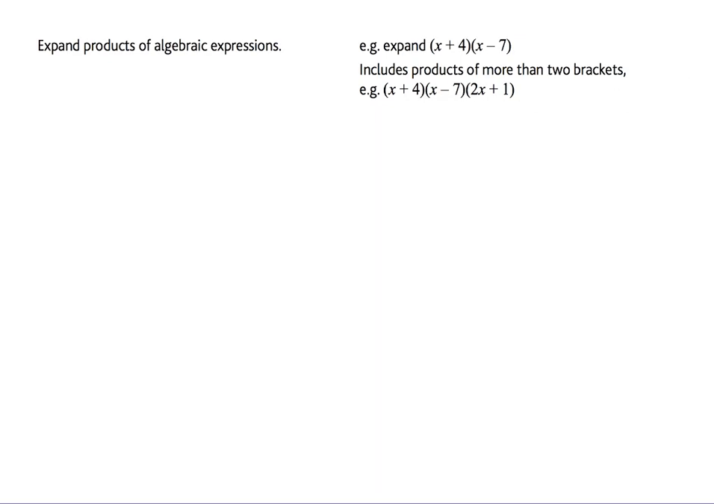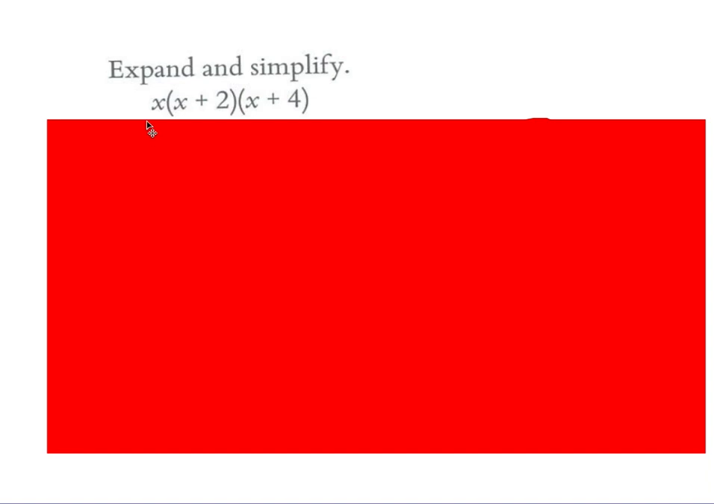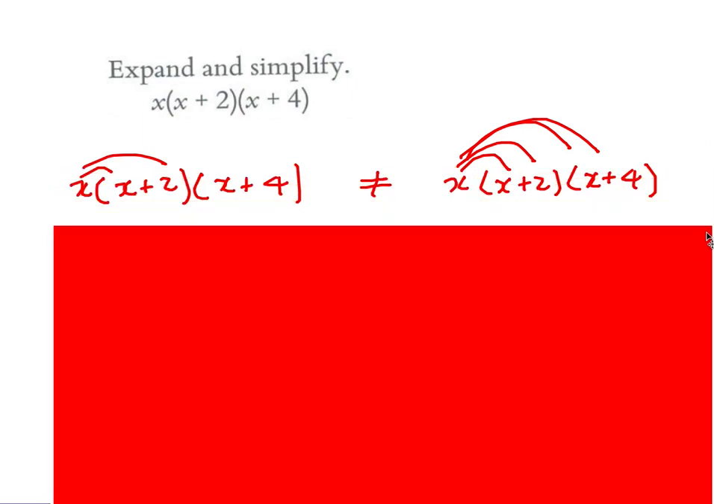We're expanding out triple brackets. First sort of one could be this one. We've got x bracket x plus 2 bracket x plus 4. First off, what you can't do, or what you shouldn't do, is multiply everything. So you don't do x times all of the x plus 2 and x times all of the x plus 4. You just do one bracket at a time.